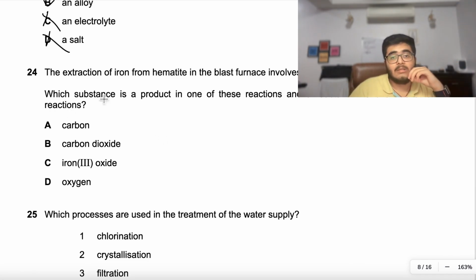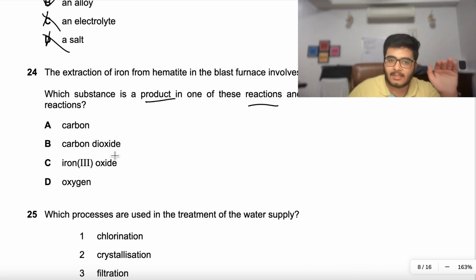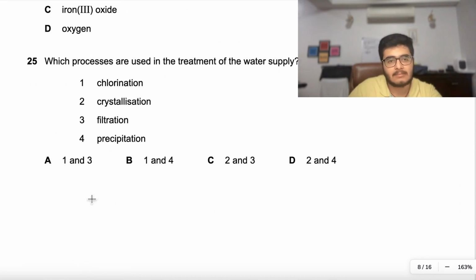So which substance is a product in one of these reactions and a reactant in the other reaction? So a product and a reactant. In these three reactions, which one of the following is both a product and a reactant? So CO2 is the correct answer.